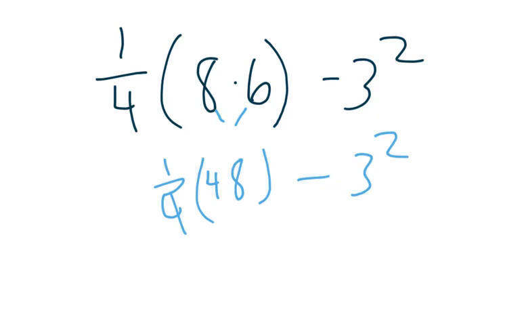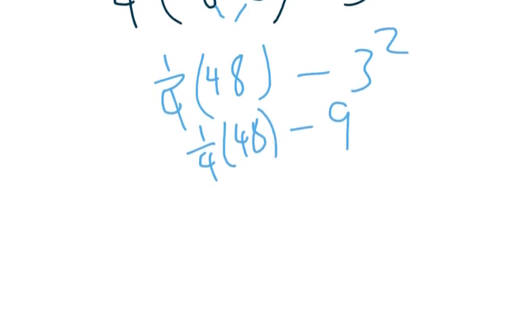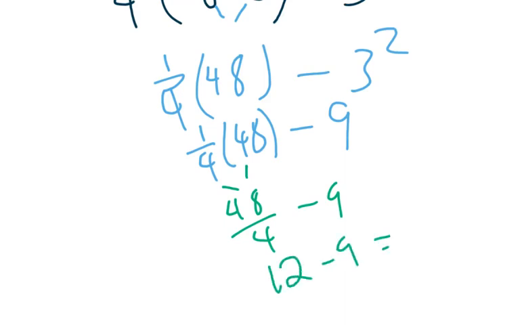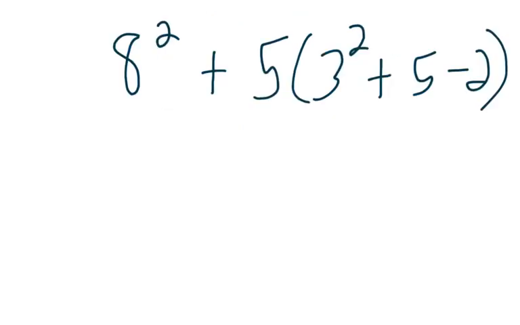Next up, of course, is the exponent. That gives us minus 9, and this gives us 1/4 times 24. And then we can multiply these two together. That gives you 24 over 4 minus 9. And then if you divide that, 24 over 4 gives you 6 minus 9. And 6 minus 9 then gives you negative 3.